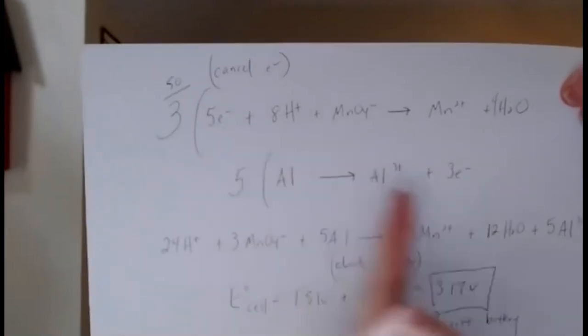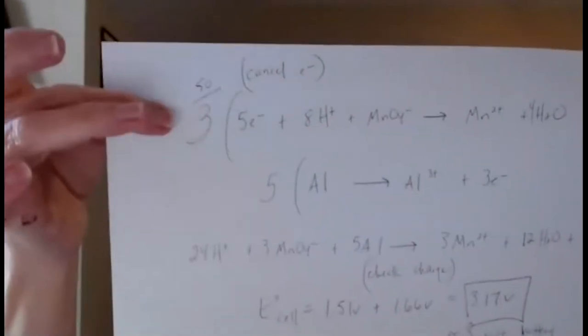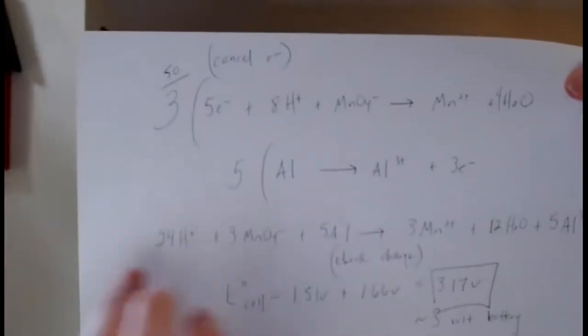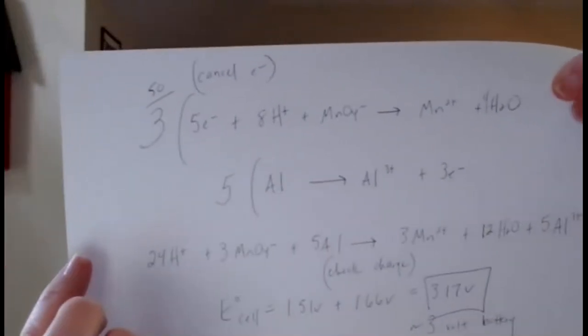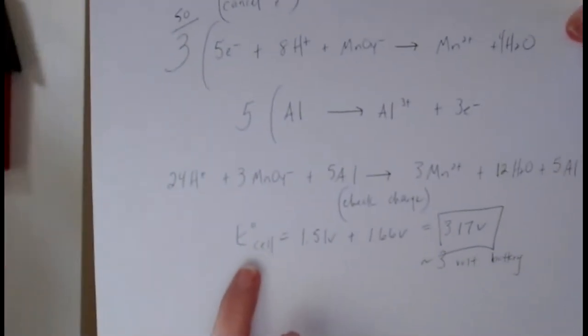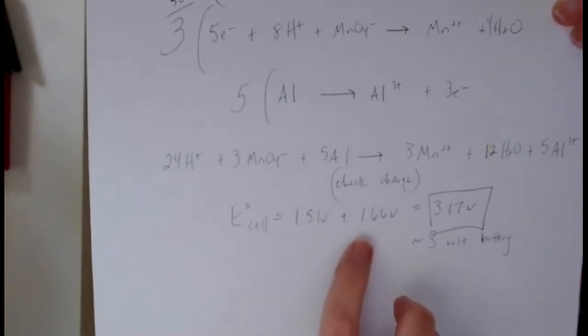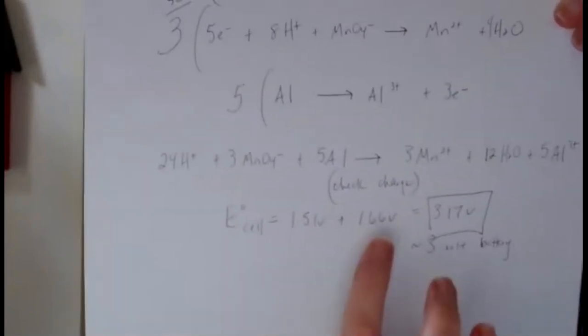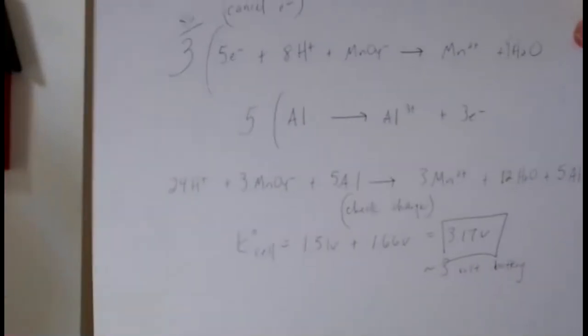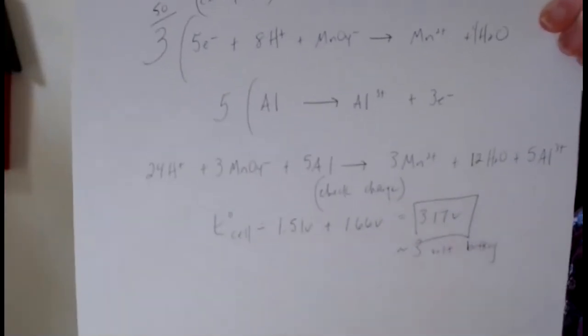My electrons don't match. I cross multiply, distribute through, okay? And to get what my battery is, I take my reduction, the one I kept, plus my oxidation, where I had flipped the sign here. I just created with this reaction a 3-volt battery.